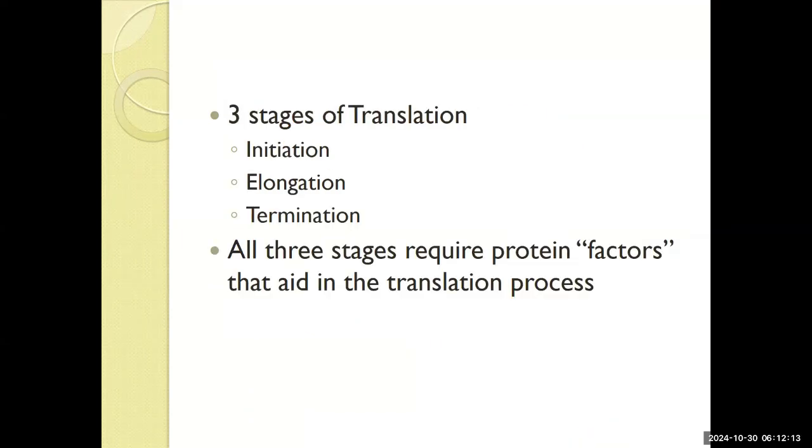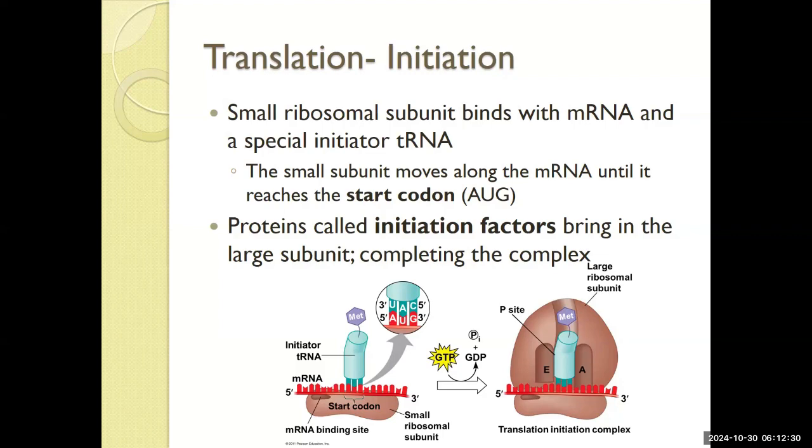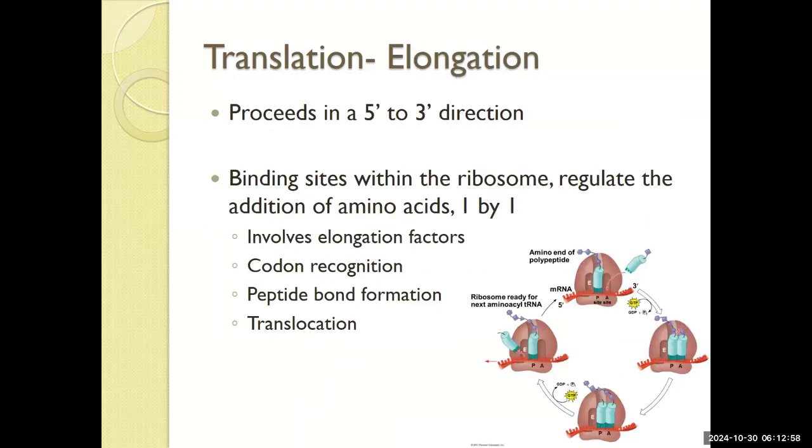The 3 stages of translation are very similar. There's an initiation phase, an elongation phase, and termination phase. All 3 stages require protein factors that will aid in the process. Translation begins when the small ribosome subunit and its special initiating tRNA find a start codon, a special unique nucleotide sequence of AUG. Once they sandwich, additional proteins called initiation factors will help bring the large subunit to complete this complex. During elongation, the process proceeds in a 5' to 3' direction. Binding sites within the ribosome, an A, P, or E site, regulate the addition of amino acids one by one.